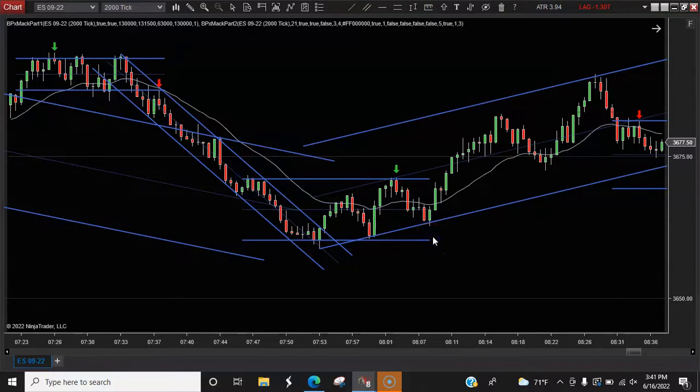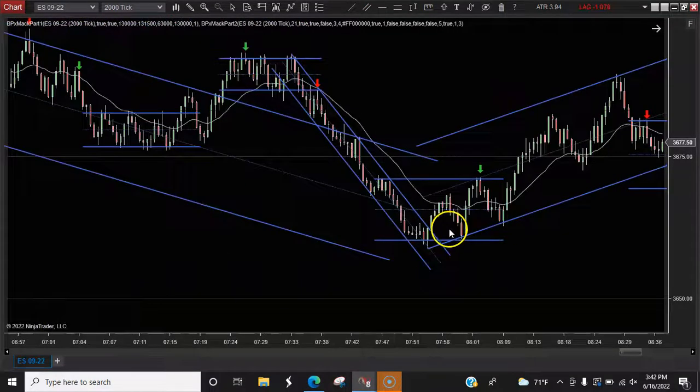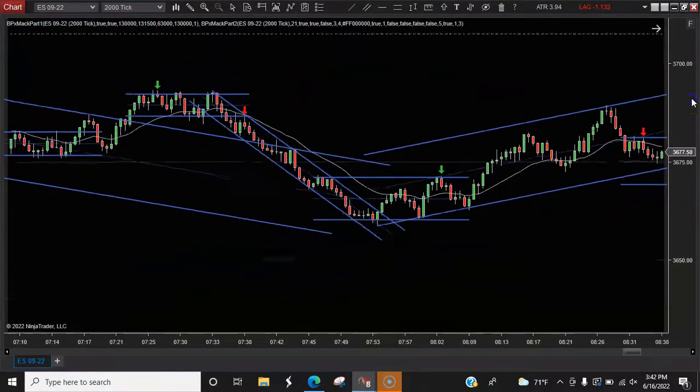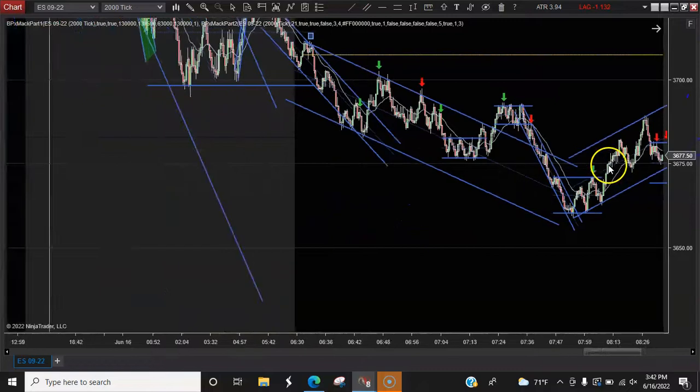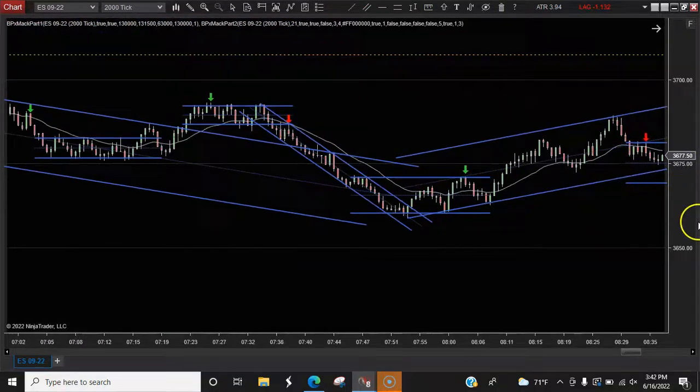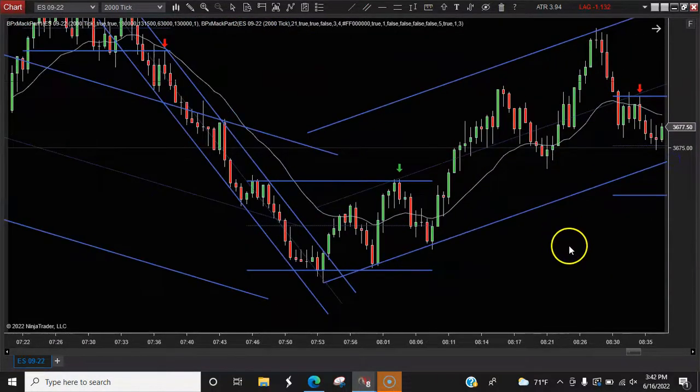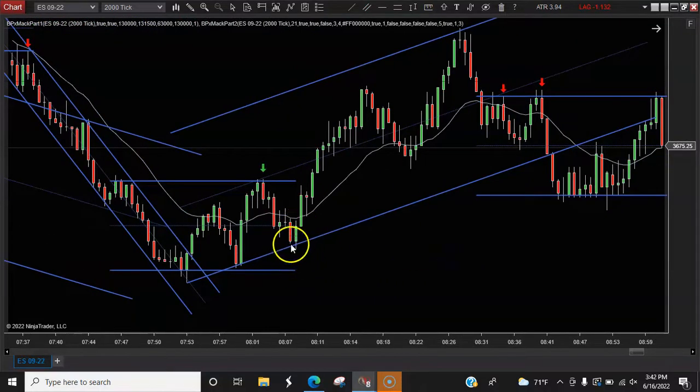Looks like a range to me. And then you get this second entry that confirms this channel up, but I think it's too early to go long. The bias has just been too strong to the downside, but this is a second entry long off of a trend channel.